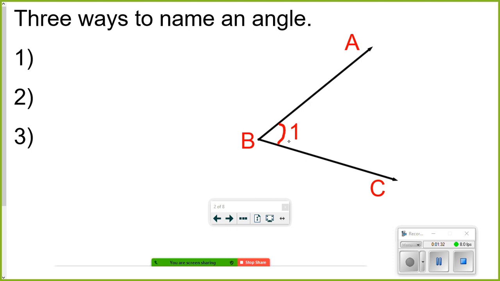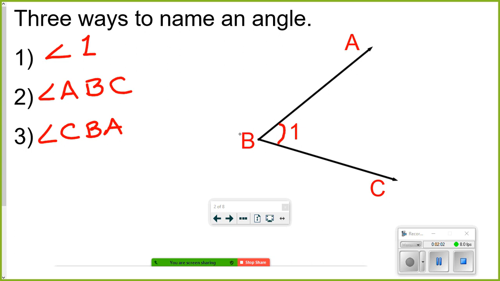This angle right here, if I want to name it, one way I could name it is angle 1. There's a 1 there. That's what I meant. The other way that I could name this angle is by using these three letters. I could call this angle ABC. And then the last way I could name it is angle CBA.